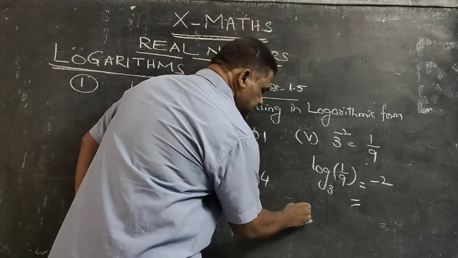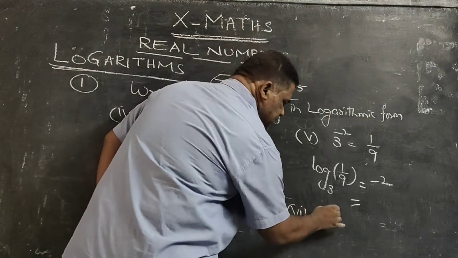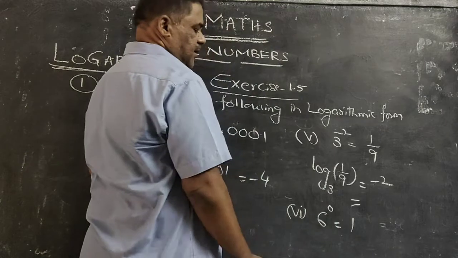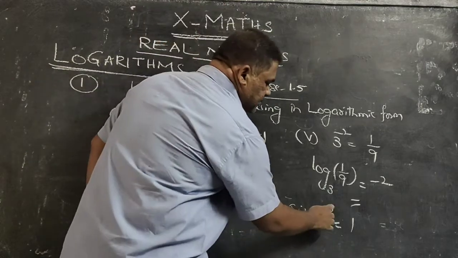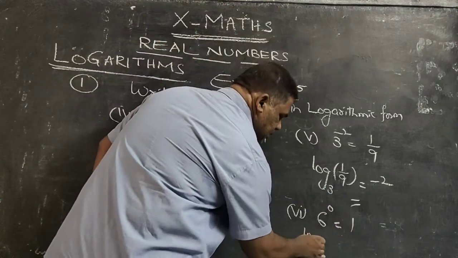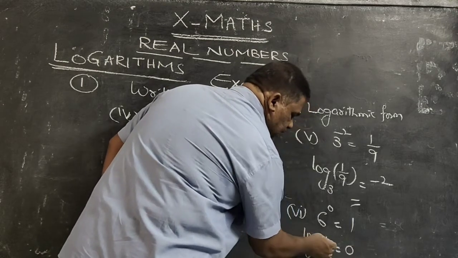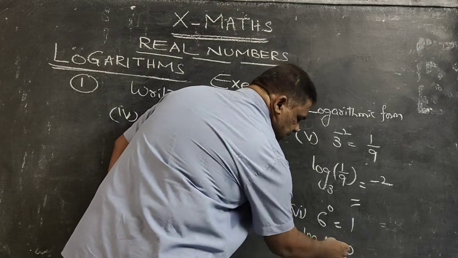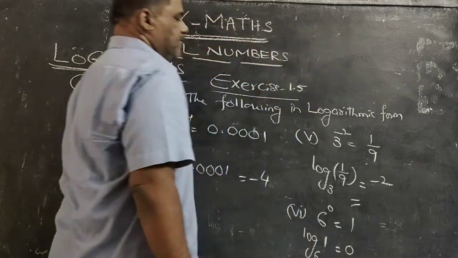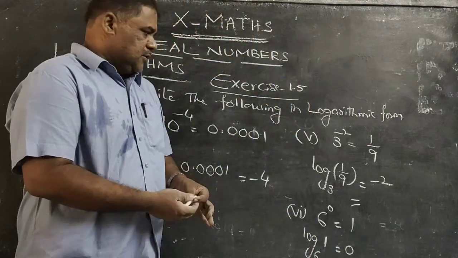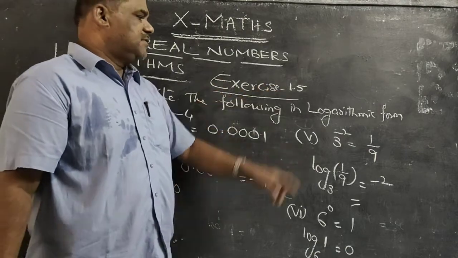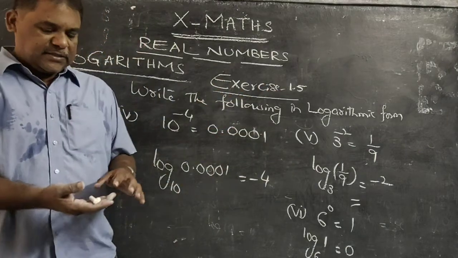Sixth one, 6 to the power 0 is 1. Apply logarithm, 0 comes here, 1 goes there. So logarithm of 1 to the base 6 is 0. Logarithm of 1, whatever the base may be, the answer is always 0. So this is the first problem in exercise 1.5. In the next class we will continue.